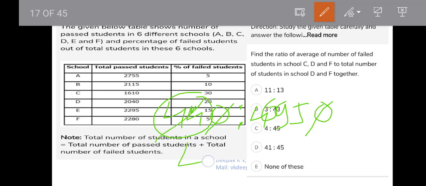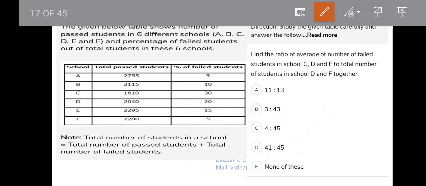So 11 4s are 44, but this 495, whether this is divisible by 11 is the matter. So we will try. 11 4s are 44. How much is remaining? 5 is remaining. 11 5s are 55, correct? So 4 is to 5. So what is our right answer? Our right answer is 4 is to 45.